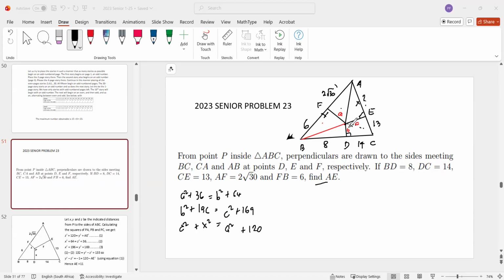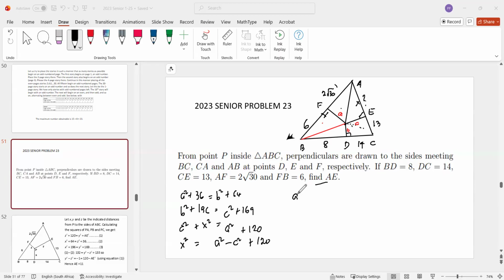This thing here is C. C squared plus 169. Okay, now what is x squared? X squared is equal to, I need to find this. This is equal to a squared minus c squared plus 120. I need to find x squared, so I need to find a squared minus c squared. So what is a squared minus c squared?